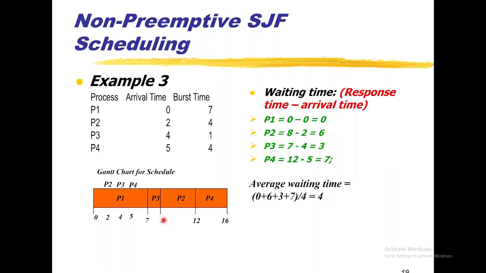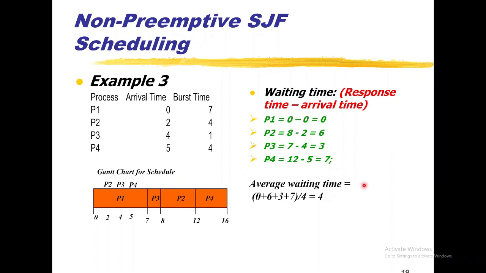P2 now was picked at 8 milliseconds. That was the response time. It arrived at time 2. So 8 minus 2 gives us 6 milliseconds. P3 was picked up at 7 milliseconds as the response time, minus the arrival time, which was 4 milliseconds. So we had a total of 3 milliseconds. P4 was picked up at 12 milliseconds, reduced by the arrival time, which is 5 milliseconds. So 12 minus 5 gives us 7 milliseconds.